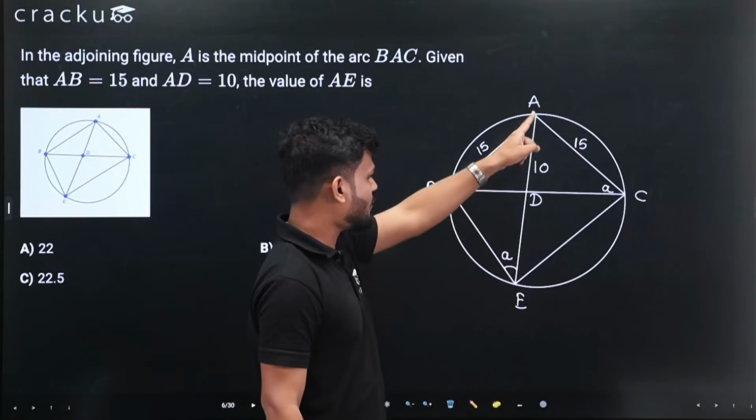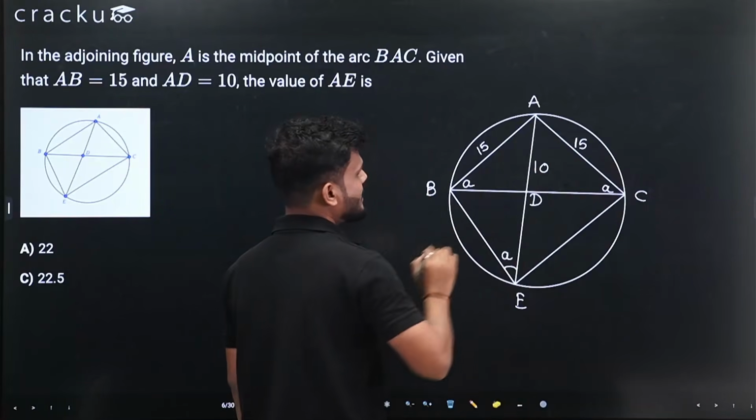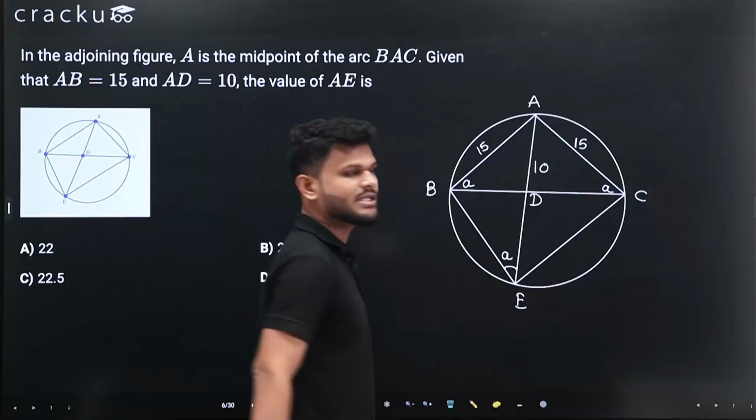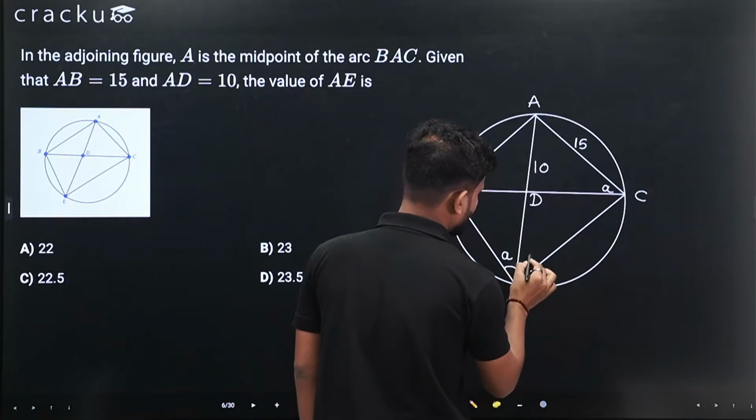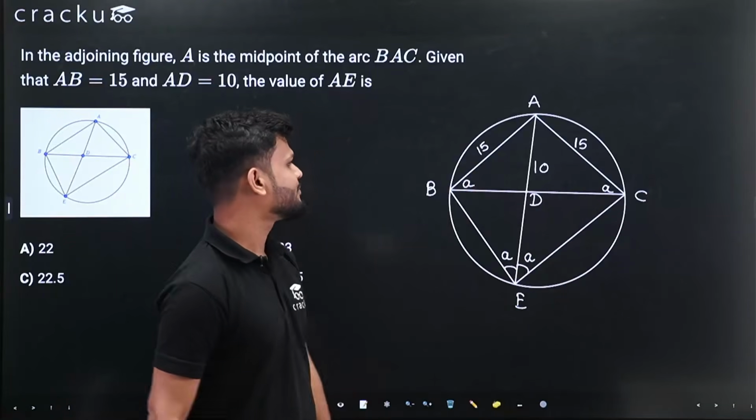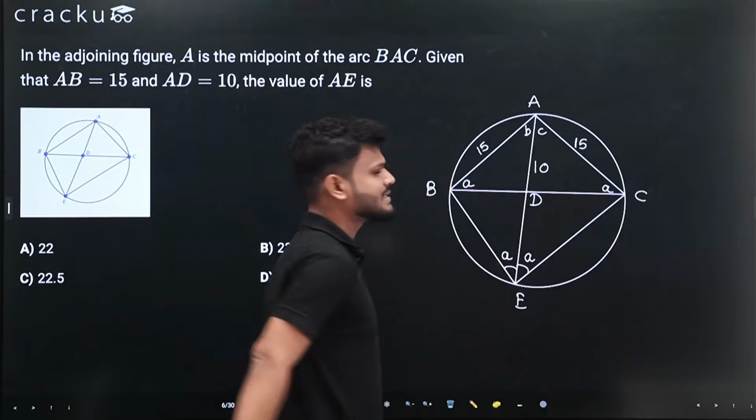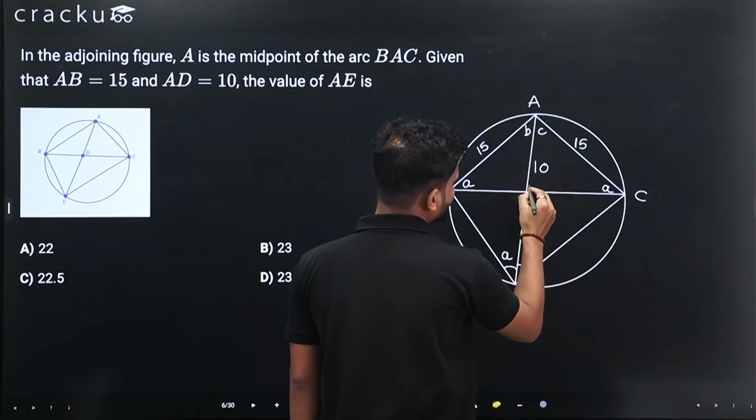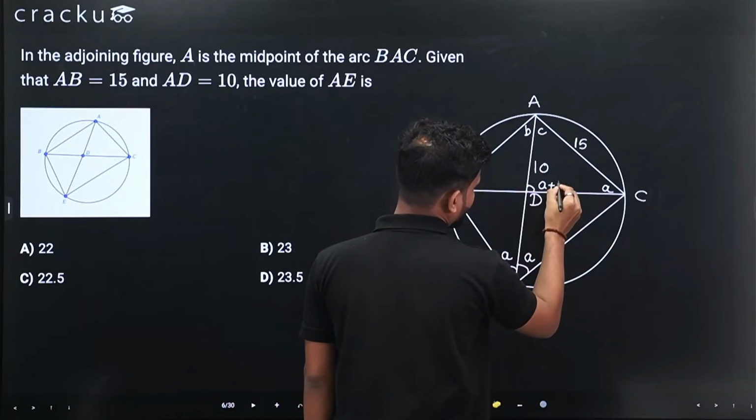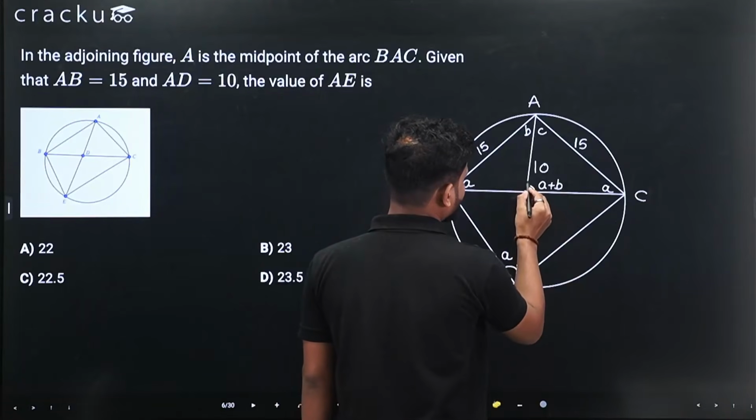Now AEC is inscribed by arc AC, but also ABC is inscribed by arc AC. So these two angles should be equal. So this will also be equal to A. Now let us say this is B and this is C. Now by the exterior angle, what can I say? This is AB, so this angle will be A plus B, right? This angle will be A plus C.